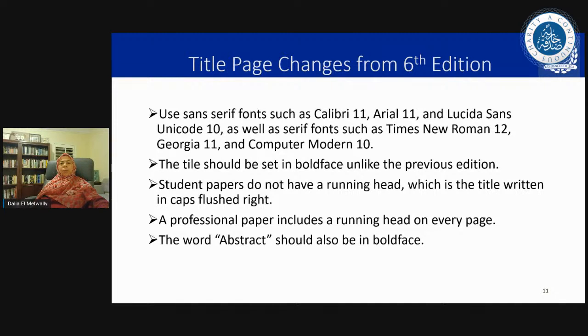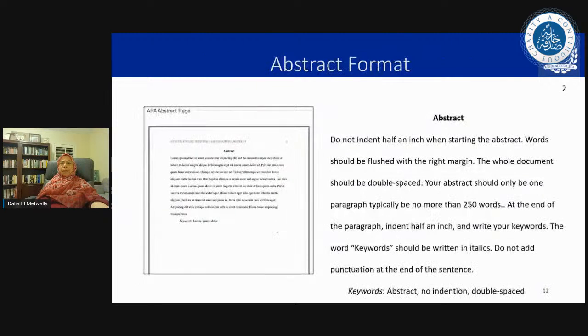So it's going to give us the flexibility to go ahead and use Calibri 11, Arial 11, Lucida, etc., etc. The title should be set in boldface. We talked about that already, unlike the previous edition. Students' papers do not need to have a running head. A professional paper includes a running head on every page. And the word abstract should also be in boldface.